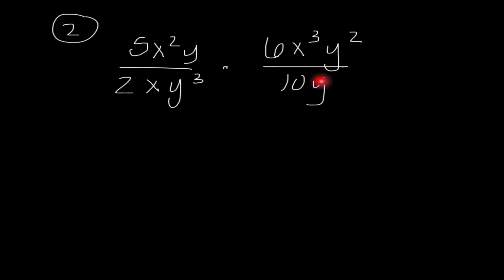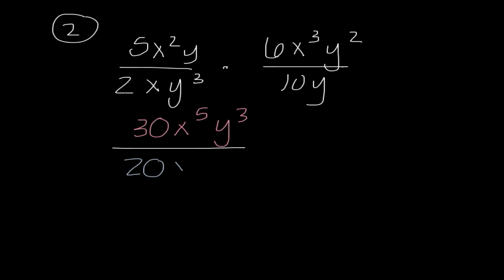So if I'm multiplying the numerator together, 5 times 6 is 30. X squared times x cubed is x to the 5th. Yes, we need to remember all of our exponent stuff from a few chapters ago. Y times y squared is y cubed. Now, moving on here, in our denominator, 2 times 10 is 20. X is all alone. Y cubed times y is y to the 4th.